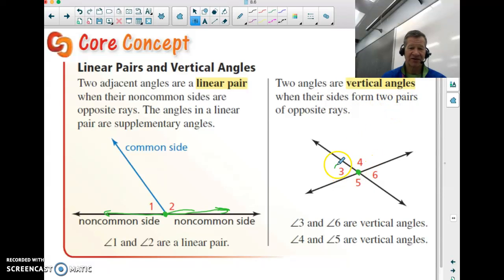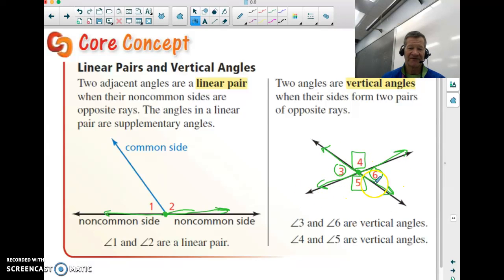So let's say we look at 3 and 6, for example. Angle 3 uses this ray and this ray, and angle 6 is directly across from it. It doesn't have any common sides. Its sides are opposite angle 3's sides. Angle 4 and angle 5 would also be vertical angles, as the sides of angle 4 are opposite the rays of angle 5.